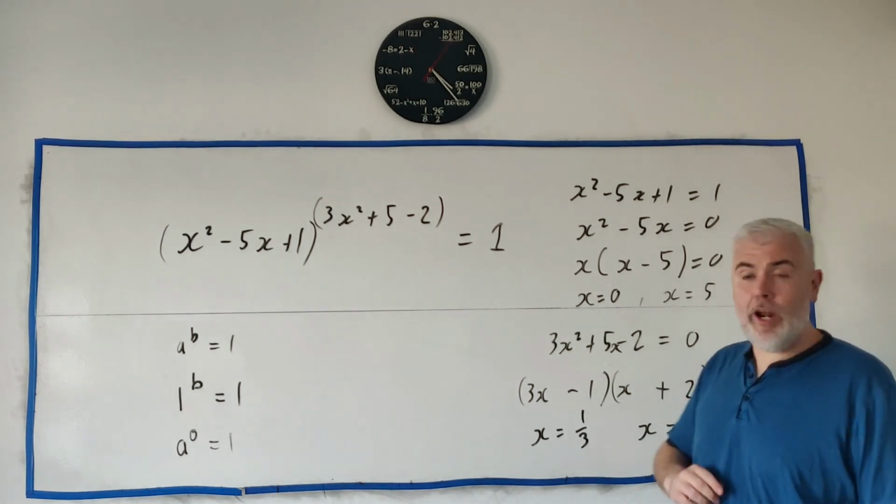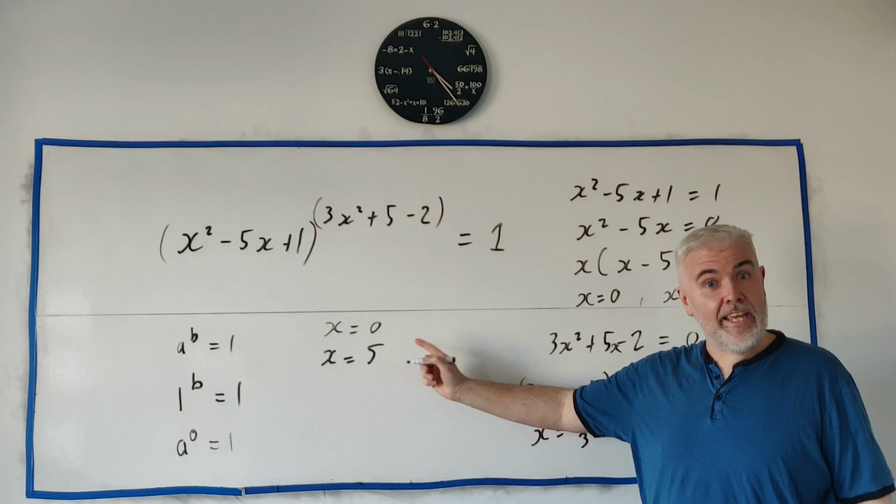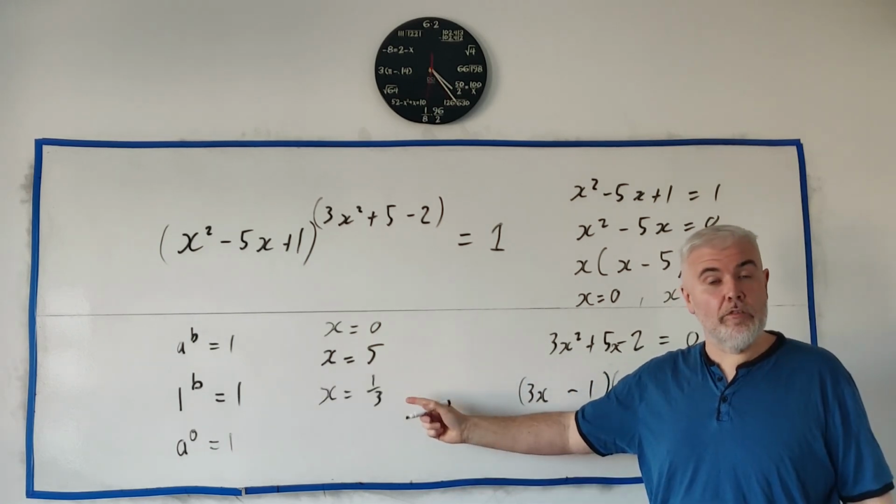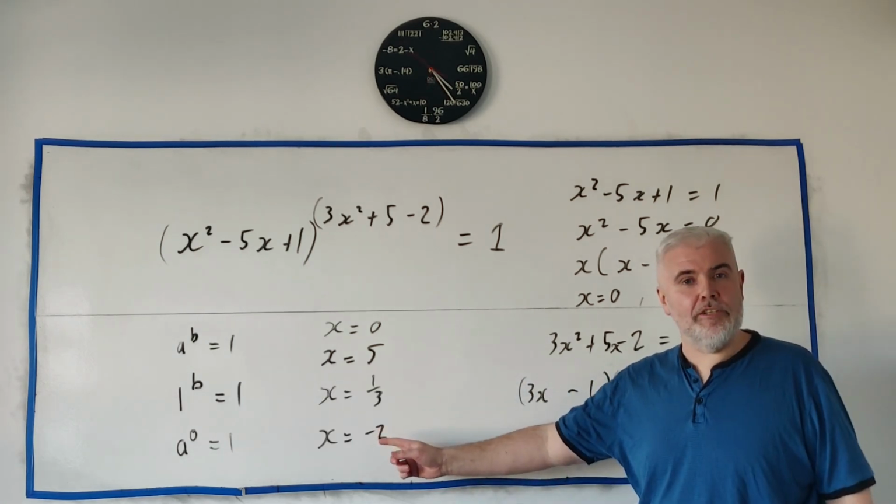That's it. That's our 4 answers. x equals 0, x equals 5, x equals 1 over 3, or x equals minus 2.